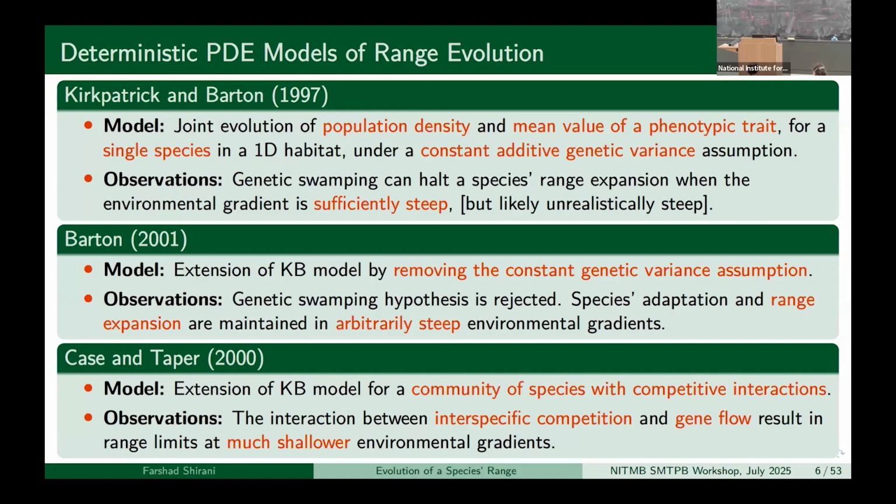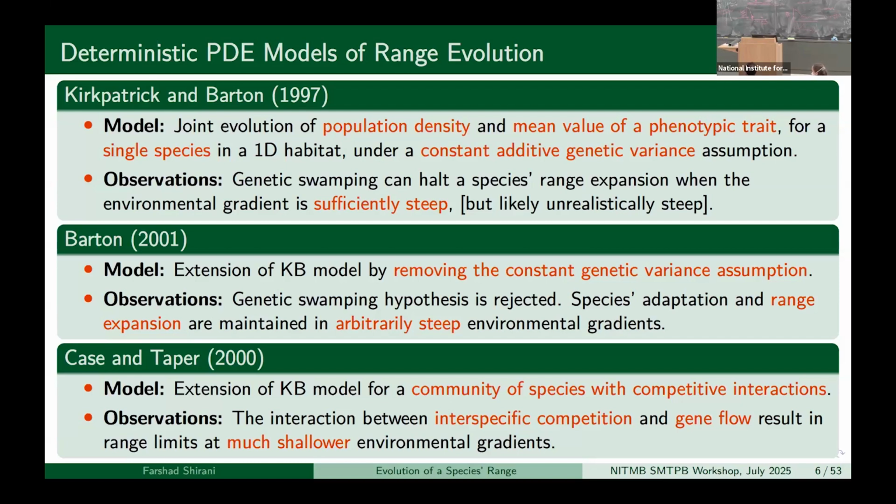And then they concluded that if the environment is sufficiently steep, then genetic swamping is going to cause range limits. But a few years after, Professor Barton himself relaxed the assumption of constant variance, and then he concluded that genetic swamping cannot cause range limits no matter how steep the environment is. But the result is hidden in a book chapter so that nobody can see it.